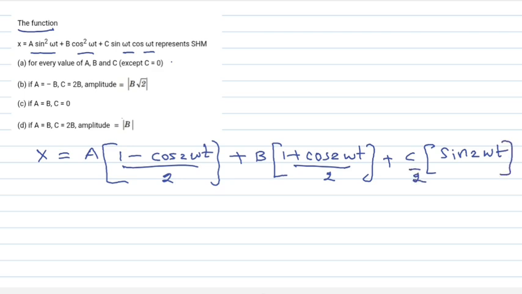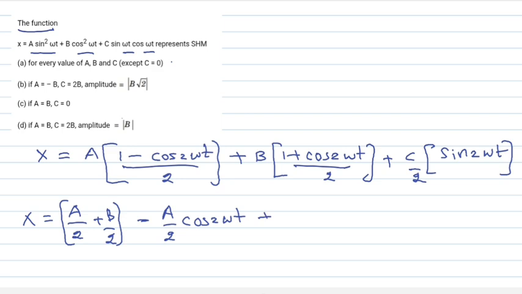So again, further simplifying, we will get x equal to a by 2 plus b by 2 minus a by 2 into cos 2 omega t plus b by 2 into cos 2 omega t plus c by 2 into sin 2 omega t. So this is the equation we got. Okay, now one by one.